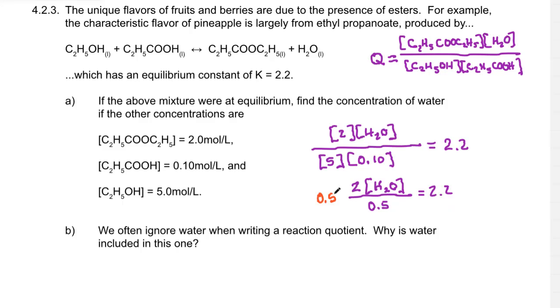You could multiply both sides by 0.5 to fix that. These 0.5s would cancel, and you'd get 2 times H2O equals 2.2 times 0.5 is 1.1. And then divide both sides by 2 to get rid of this 2 on the left, and we get that our H2O concentration is 1.1 divided by 2, which is 0.55. Concentrations are in moles per liter. Good.